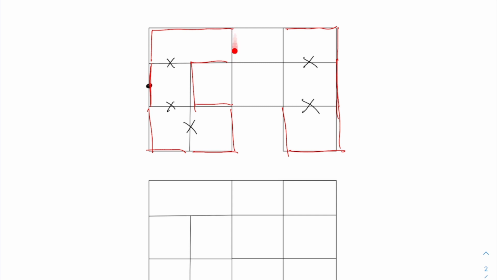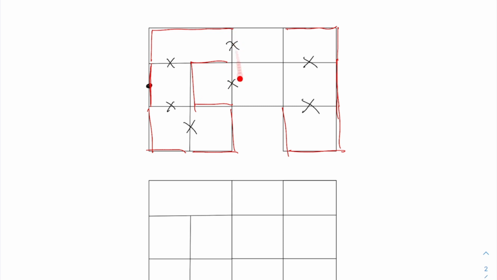I think I can X that one out because that makes a subcircuit, right? If I were to use that edge, it would make a subcircuit. So I'm going to cross that one out. And for the same reason, this one. This edge right here also would have made a subcircuit. It would have made this little square. That's not allowed.